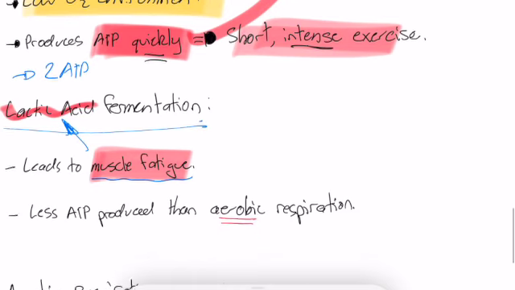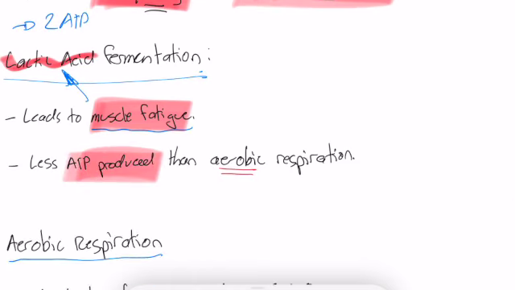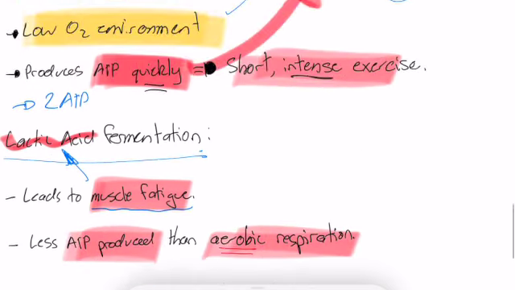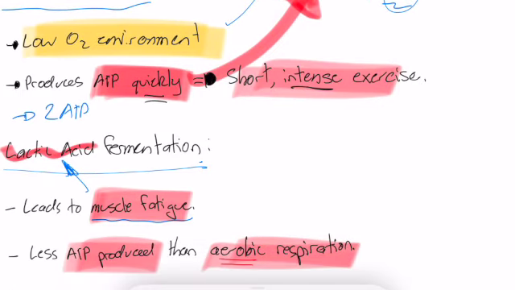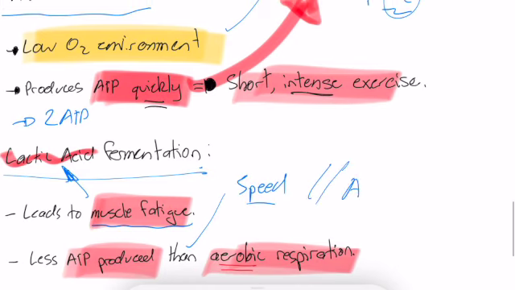Now we know that less ATP is produced than aerobic, and as we mentioned, anaerobic respiration is more about the speed as opposed to the amount of ATP produced. So it's that balance between when it's needed for speed and when it's needed in that large quantity, considering there are only 2 molecules produced.